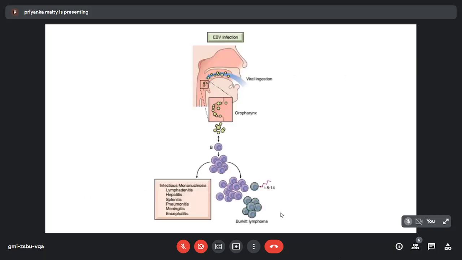So here we can see after ingestion of the virus, it infects the epithelium of the oropharynx where it replicates. From there, it spreads to the underlying lymphoid tissue where it infects the B cells, leading to proliferation of B cells. This causes lymphadenopathy. Proliferation of B cells, if accompanied with translocation 8;14, can cause Burkitt lymphoma.